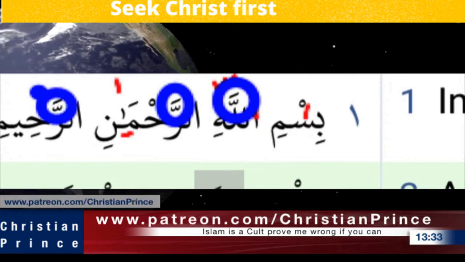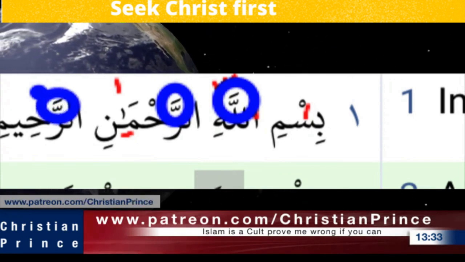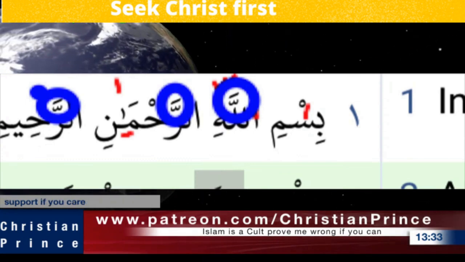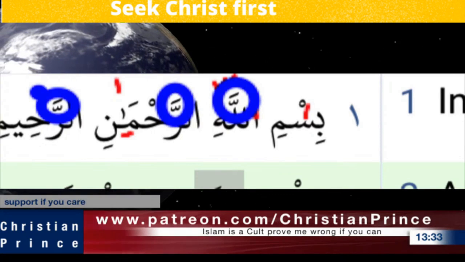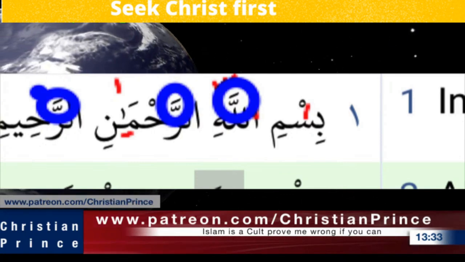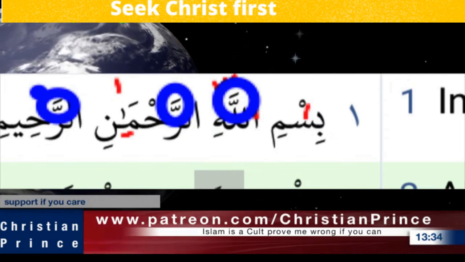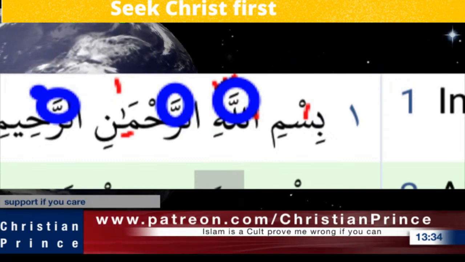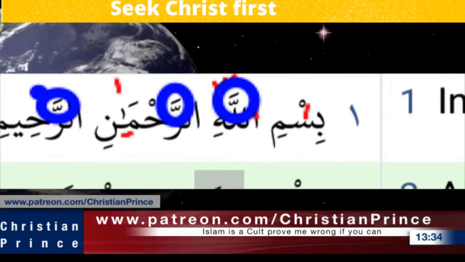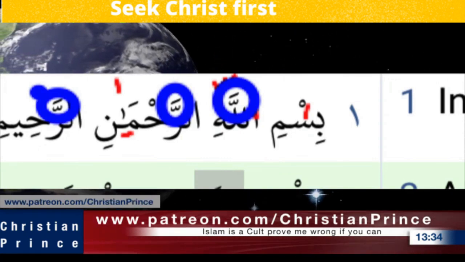So where is the 19? We just added three letters immediately, plus one in Ar-Rahman, plus one in Bism, etc. So that number 19 became what? 20, 21, 23, 24, 25.